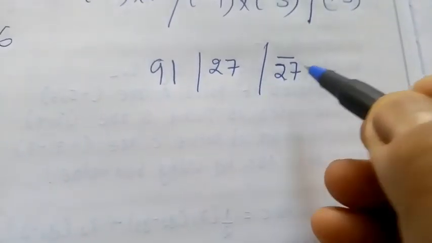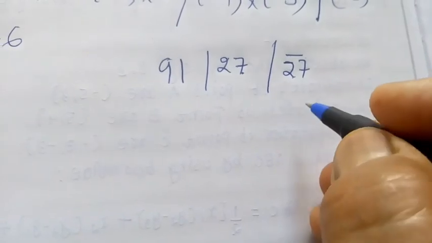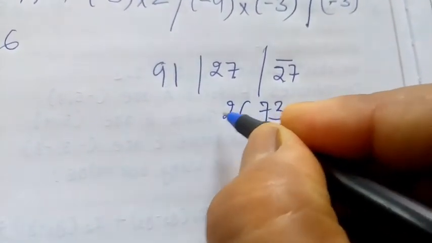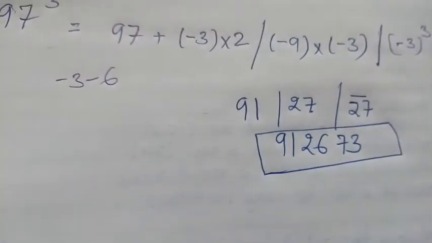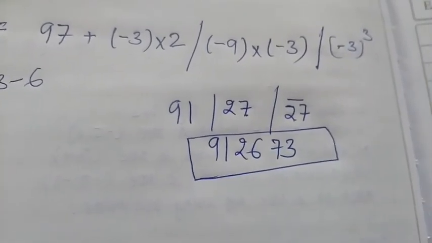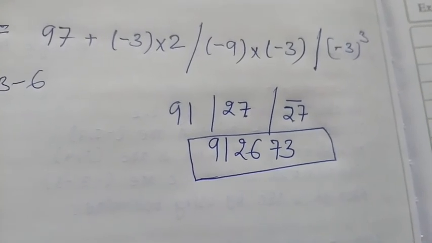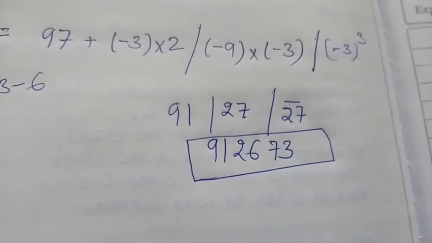The bar number is a negative number. Carry forward here, 26. 100 minus 27 is 73. So 912673 is the cube of 97. Simple. You can do the cube of any 2-digit or 3-digit number which is closer to the powers of 10, 1000, 100, etc.